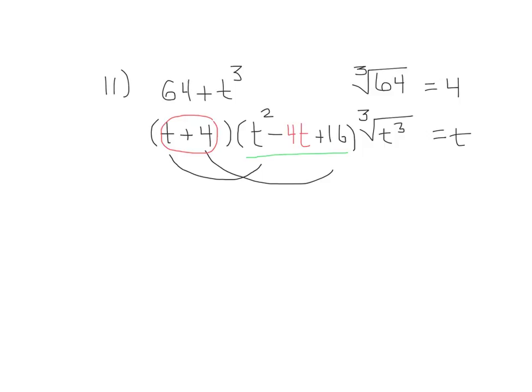But in order to be a perfect square trinomial, we must be able to take the square root of the first term times the square root of the last term and double it to get the middle term. Well, if we do that, in this case, we'd get 8t. That's not our middle term, positive or negative. So this is not factorable any further.